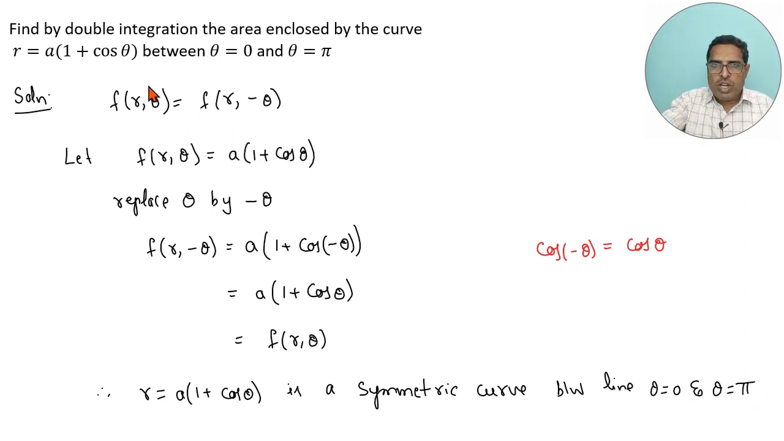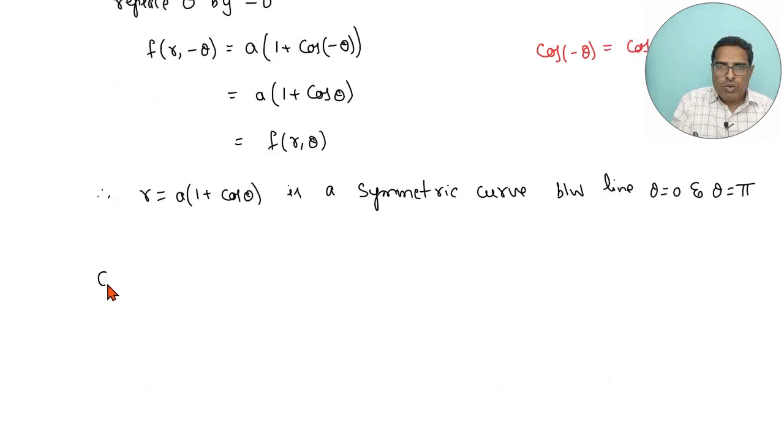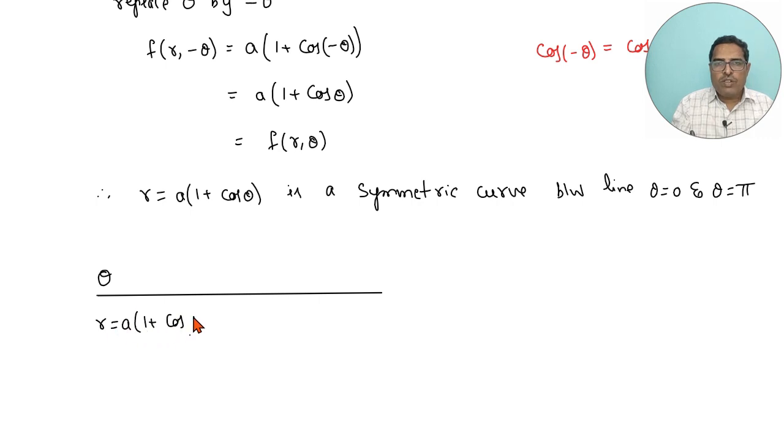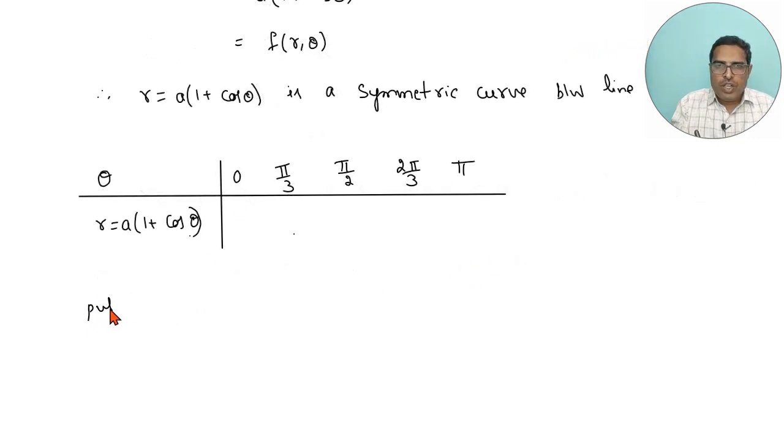So let us see what type of curve this is. r is equal to a into 1 plus cos theta. So we'll take theta, then r is equal to a into 1 plus cos theta. Since theta lies between 0 to pi, we'll take the values of theta as 0, pi by 3 which is 60 degrees, pi by 2, then 120 degrees, 2 pi by 3, and pi, which is 180 degrees.